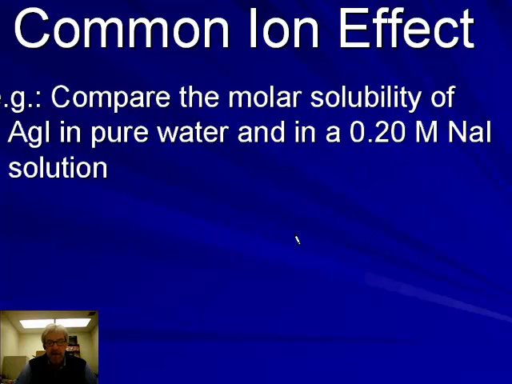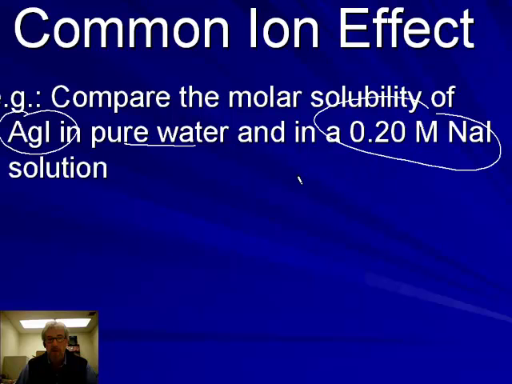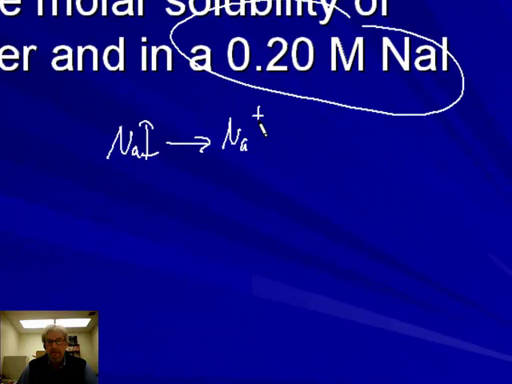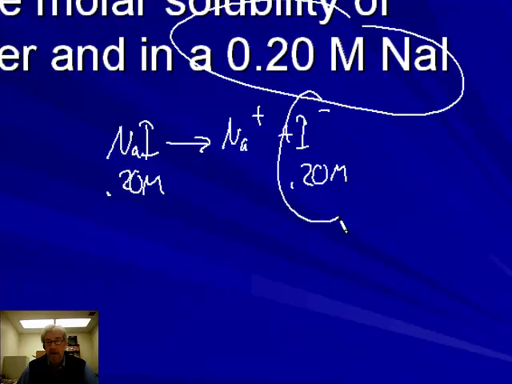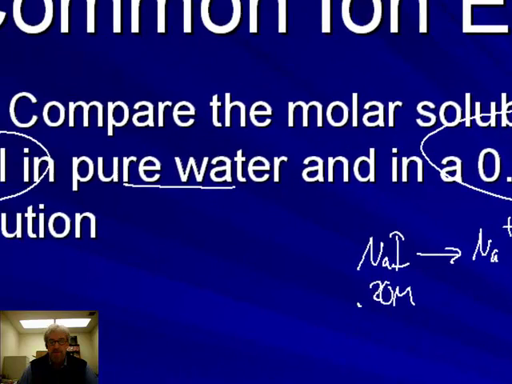So for example, to look at the common ion effect, let's compare the molar solubility of AgI in two sources. One would be pure water, and the other one would be a solution that has NaI in it. This NaI is going to split up because it's a group 1 salt, completely, to give you Na+ and I-. And the stoichiometry is 1-to-1 here, so if I have 0.20 molar NaI, I will end up with 0.20 molar I- in solution. And in the NaI solution, that's going to be on my initial line in my ICE chart. Well, let's get to another space here and solve this problem.